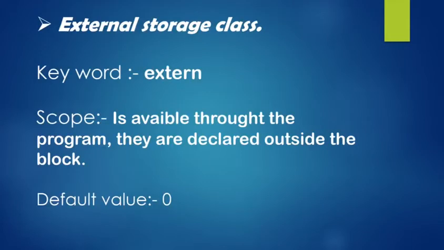Now let us see another storage class, that is external storage class in C. In this class, the variables are declared outside of all functions. These variables are known as external or global variables. They are accessible from any function inside the program. It has the keyword extern and it has a default value of 0.